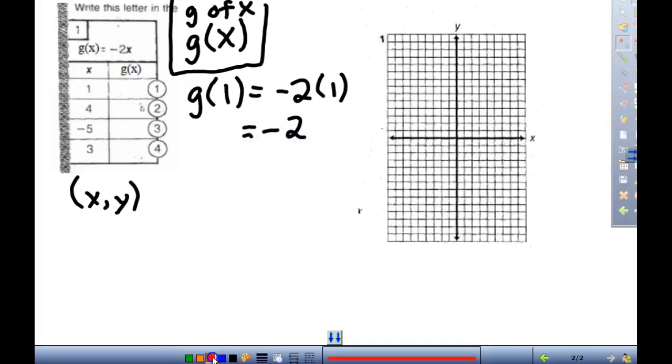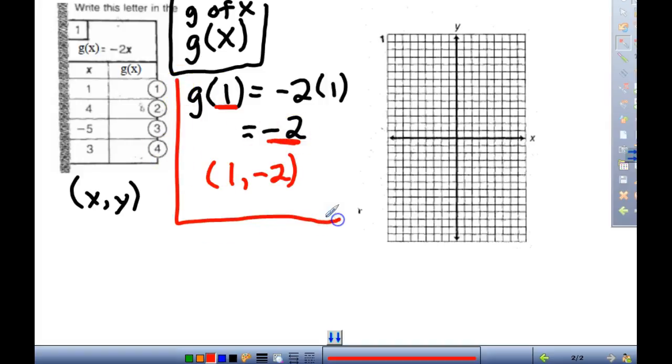And negative 2 times 1 is negative 2. Now the reason why we like this notation is because right here we have what the x equals and what the y equals. So we know this is the coordinate 1 comma negative 2. So within our work, we have both the numbers very easily visible, and we can get the coordinate easily from there. Then we'll just go over here and plot 1 comma negative 2. And then just repeat the same process for each of them.